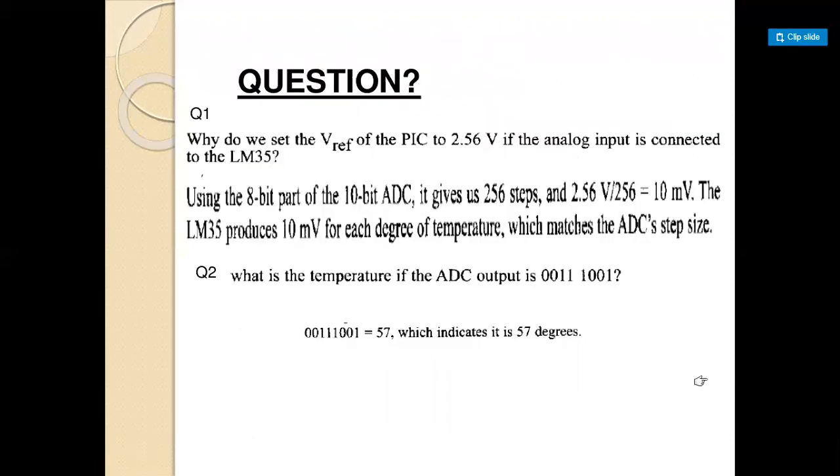This is the question, आप अपनी प्रैक्टिस के लिए कर सकते हैं. Reference voltage: why do we set the reference voltage of the ADC to 2.56 volt if the analog voltage is connected to the LM35? And the second question: if the analog to digital converter output is this, then how many degrees does it indicate? So आपको ये करना है.